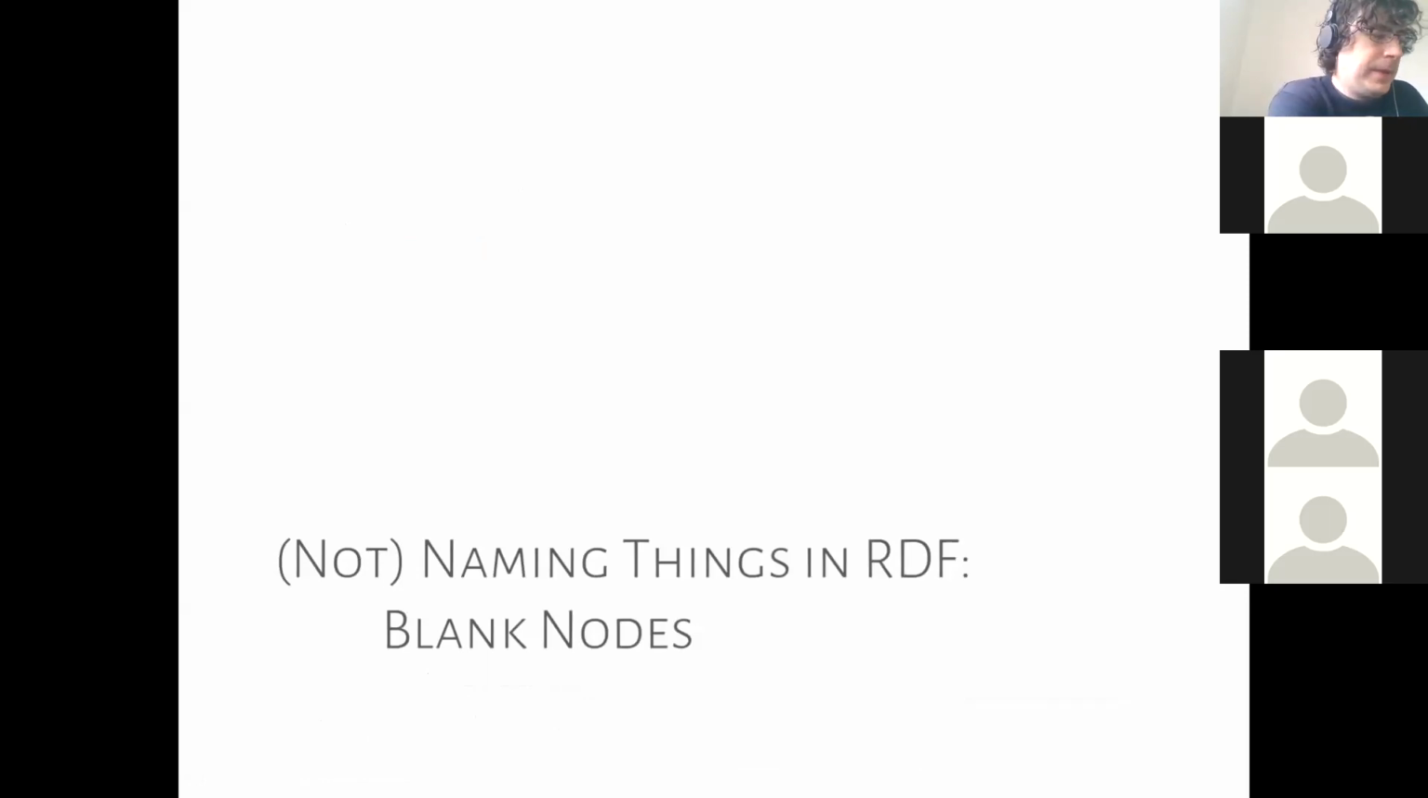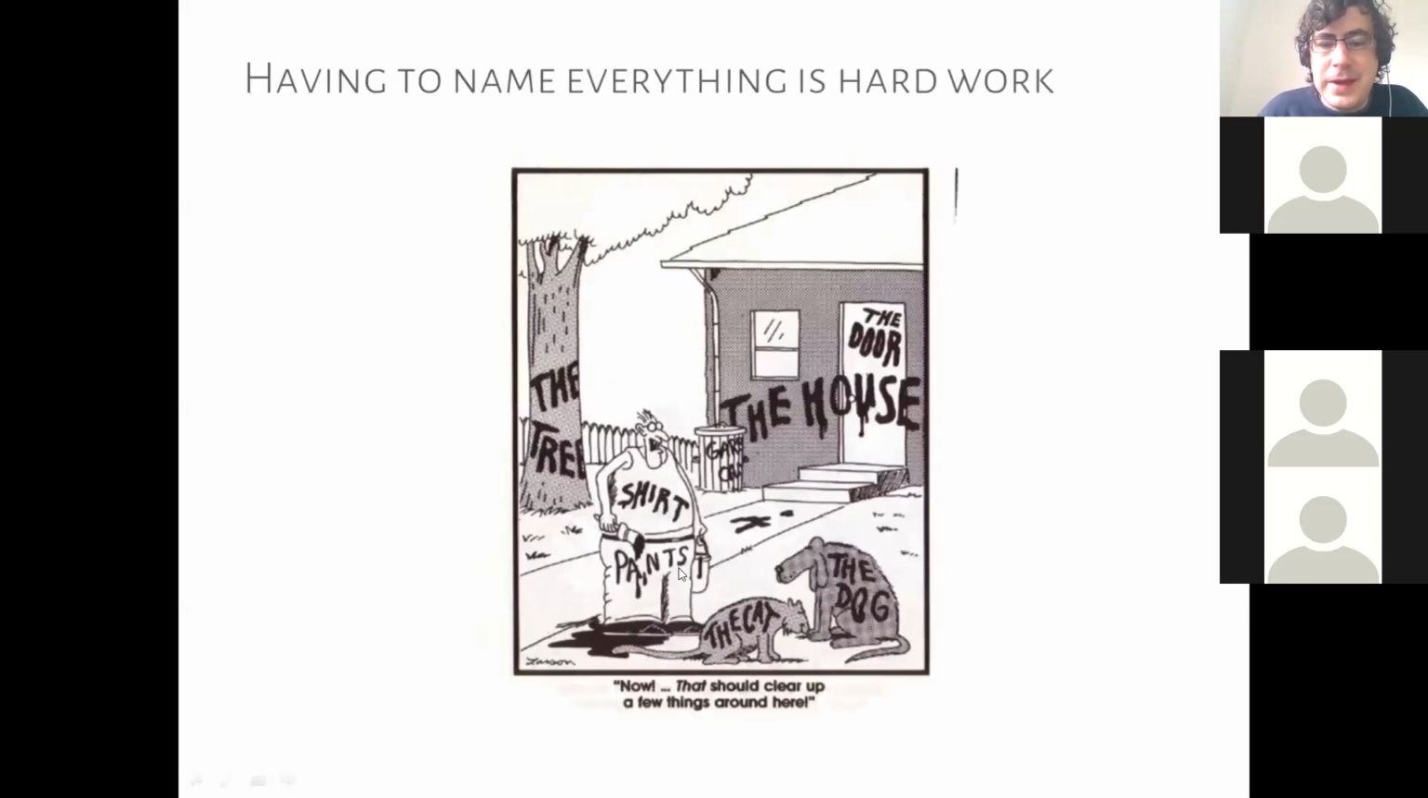Okay. So the third type of term that we have in RDF is the blank node, which is sort of the most obscure. So we have three different types of terms: IRIs, literals, which we've seen, and blank nodes. Blank nodes are essentially this concept that having to name and identify everything can be a lot of work. And sometimes we'd rather just not have to name everything.